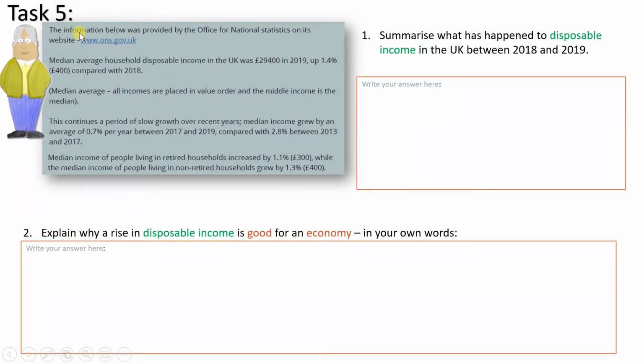Task 5. So let's read the information box on the left. The information below was provided by the Office for National Statistics on its website ons.gov.uk. Median average household disposable income in the UK was £29,400 in 2019, up 1.4%, £400 compared with 2018. Median is your middle, it's a mathematical word, and average is obviously, we've got two mathematical terms here.